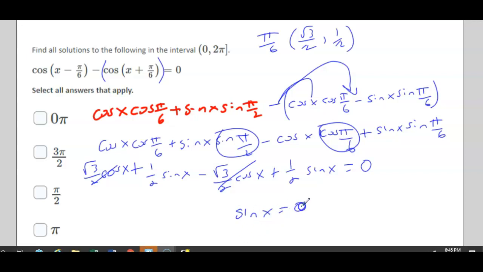So what is sine of x equals 0? So where's the y value 0? Well, you have right here pi, which is negative 1, 0. So that's 0. And you have 0 pi, right? Because this is 1, 0. So 0 pi and pi.